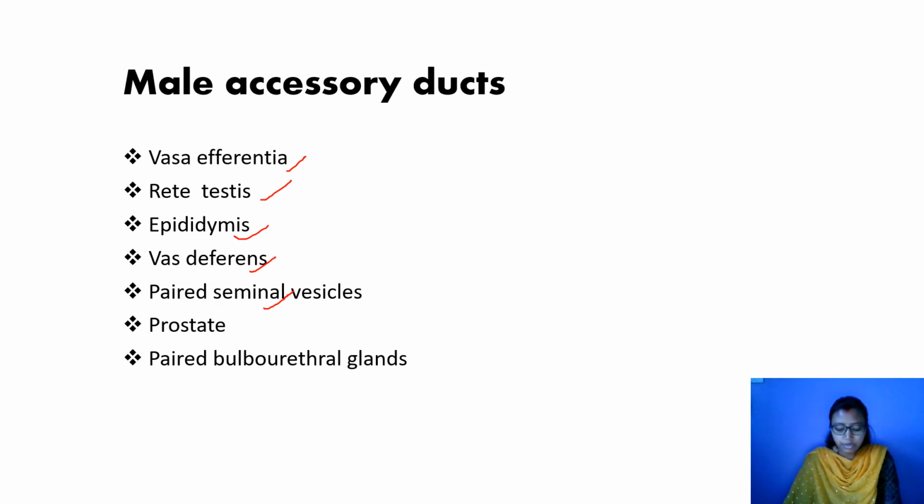These ducts store and transport the sperms from the testes to the outside through the urethra. The urethra originates from the urinary bladder and extends through the penis.